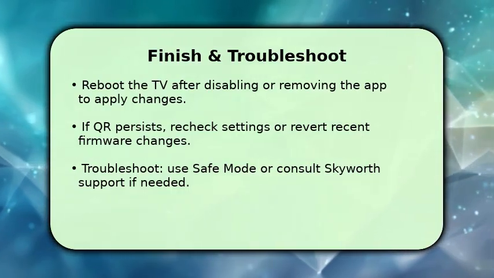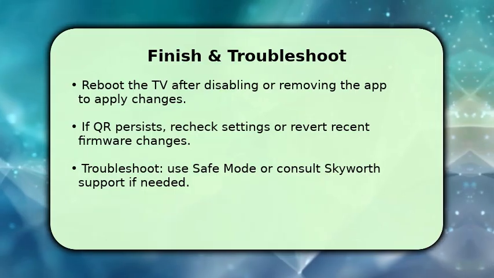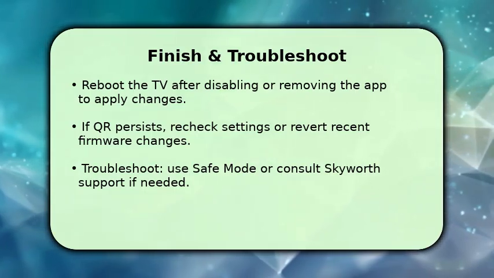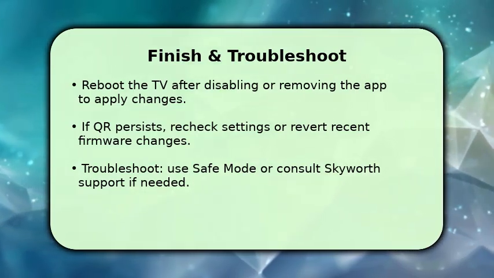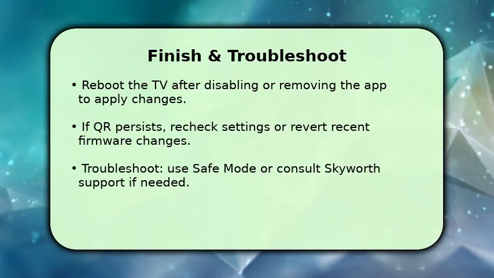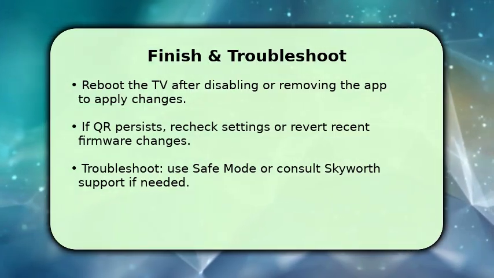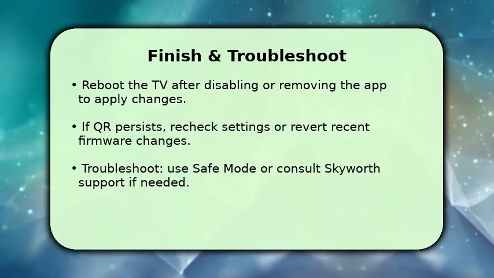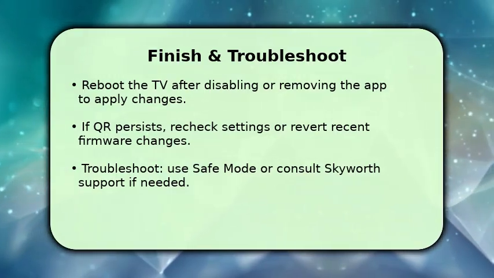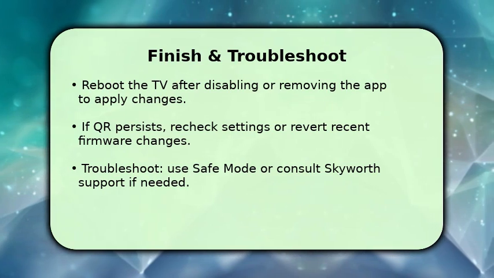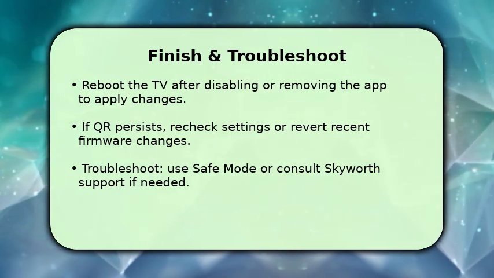If it persists, go back through network settings and system apps in case a secondary toggle remains, and consider undoing any recent firmware or launcher modifications that reintroduce the feature. If disabling via ADB caused issues, boot into safe mode or restore a backup. Key troubleshooting tip: if anything breaks, contact Skyworth support.